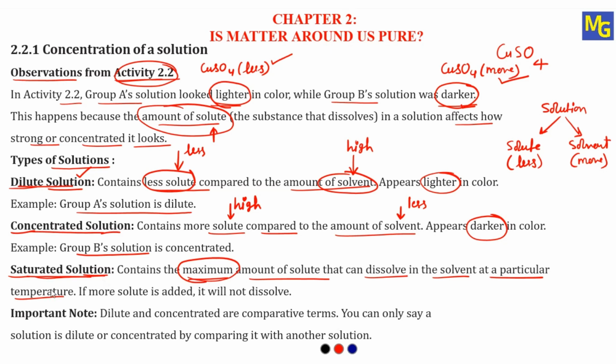And remember the words at normal temperature. You should not change the temperature. At a particular temperature or at room temperature, whatever maximum amount of solute you can mix into the given solvent, that solution is called a saturated solution. If more solute is added, it will not dissolve.